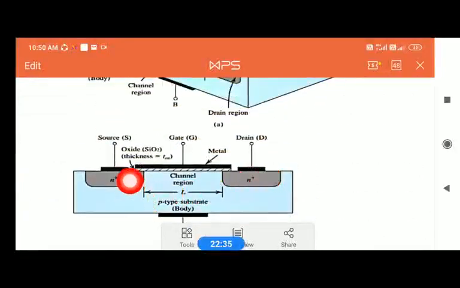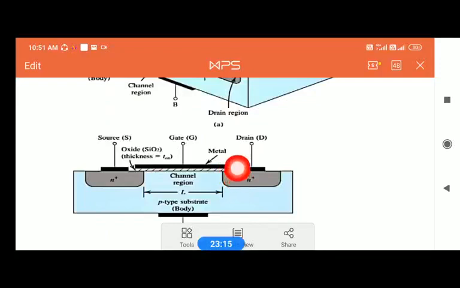So clearly you can see in the picture, at this point, the source semiconductor slightly overlaps this gate plate, and here the drain also slightly overlaps. It is not that when the gate plate ends, the N channel N plus starts. N plus starts before the end of the gate terminal. So you can see there is an overlap here.